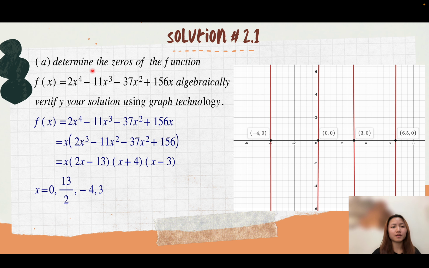Okay, A, determine the zeros of the function. So you need to solve the function first, and you can find out the x-intercept. You can find out x is equal to what number, and x equal to what number is the zero. This means you have how many zeros? You have 4 zeros. Here, here, and here.